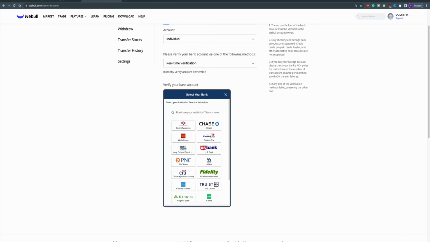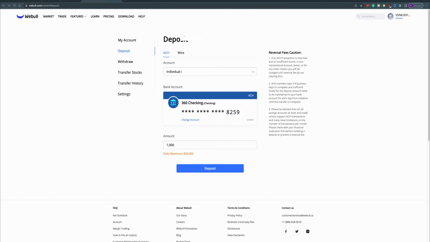I picked the real-time verification, but it is entirely up to you what you want to select. I clicked on the bank I use, entered my credentials, and then deposited $1,000. The funds were available the next day.